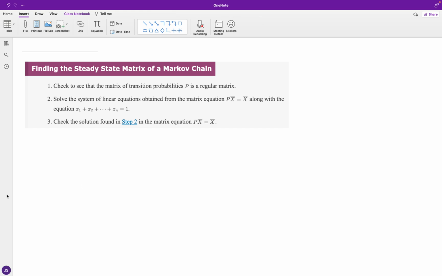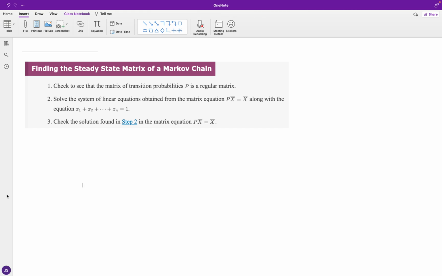Again, first of all, you check to see that the matrix of transition probabilities P is a regular matrix, okay? Regular matrix meaning that either the probability matrix itself or a higher power of it can reach a certain state whereupon all the entries inside are non-zero, in other words, all positive.